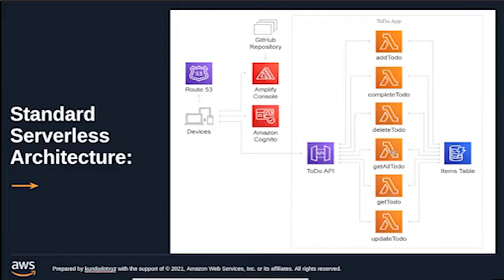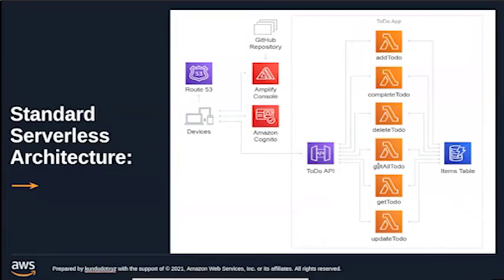And lambdas can be easily connected with your NoSQL database service, in this case DynamoDB, if there are any operations related to DynamoDB. So this is how AWS represents their standard serverless architecture with all the serverless services.